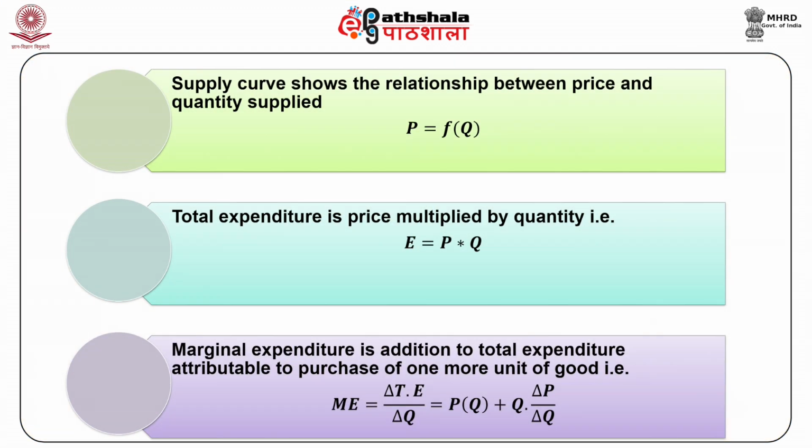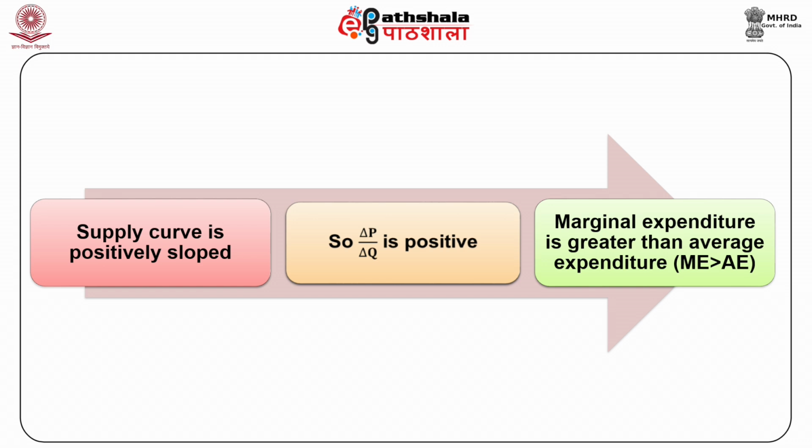We can obtain marginal expenditure algebraically. The supply curve shows the relationship between price and quantity supplied, so P is a function of Q. Total expenditure is price multiplied by quantity, that is TE = P x Q. Marginal expenditure is the addition to total expenditure attributable to the purchase of one more unit of the good, that is ME = delta TE / delta Q = P + Q x (delta P / delta Q). We know that the supply curve is positively sloped, so delta P / delta Q is positive. So, marginal expenditure is greater than average expenditure, ME > AE. The monopsonist is in equilibrium where marginal value is equal to marginal expenditure.